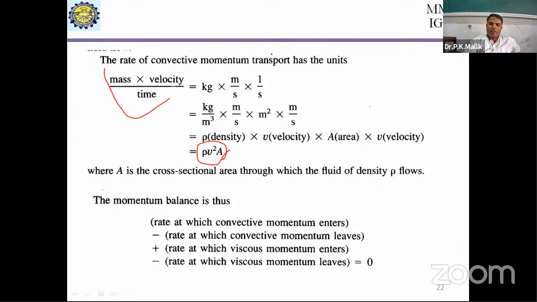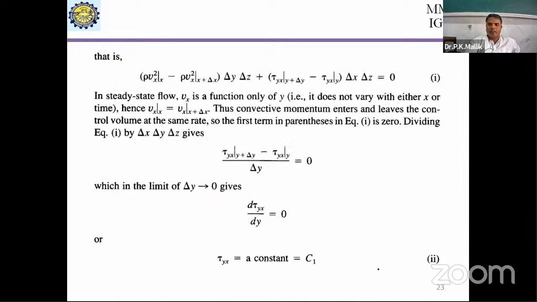So then you balance, the balance equation. What equation do you see here? Rate at which convective momentum enters the control volume minus rate at which convective momentum leaves the control volume, plus rate at which viscous momentum enters the control volume minus rate at which viscous momentum leaves the control volume. As it is steady state condition, it is equal to 0. So there is no accumulation in the system.